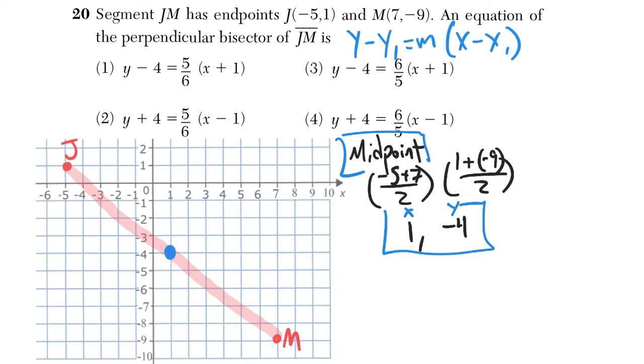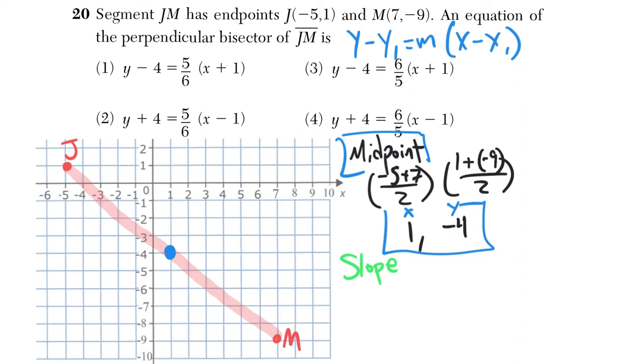Beautiful. And so now what do we need? Now we need the slope. And so the first thing that we're going to need to do is figure out what the slope of JM is, and then we're going to find the negative reciprocal, and so it can tell us what the equation is of this perpendicular bisector. Great. So the slope is the change in y values over the change in x values. And so let's do that right now.